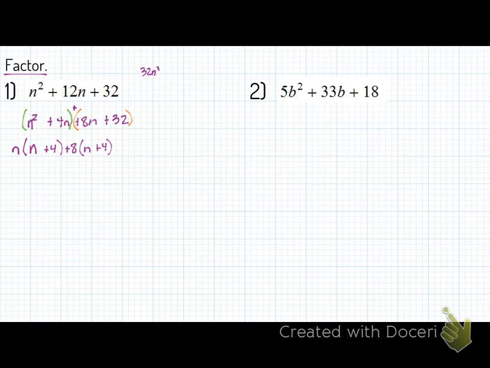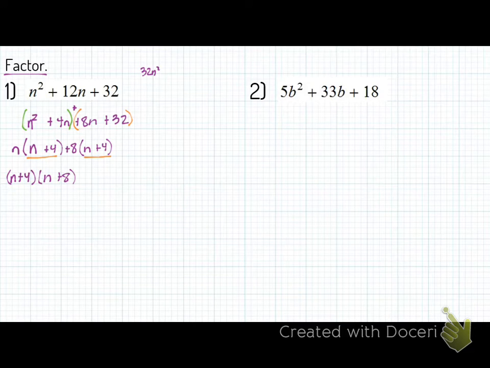Does that make sense? Now I'm noticing there's what common binomial in both of these? n plus 4. There's two terms here, this whole term and then this whole term. So we have n plus 4 on both of them. So I'm going to factor out n plus 4 here. And I ask myself, this first term divided by n plus 4 is n. Second term divided by n plus 4 is positive 8. Does that make sense? And then we're done. We just factored it.